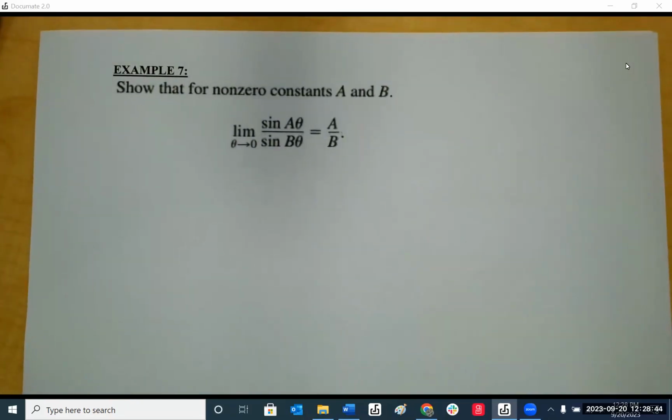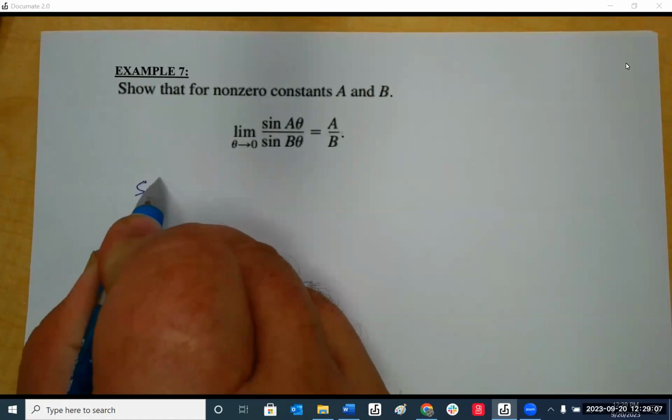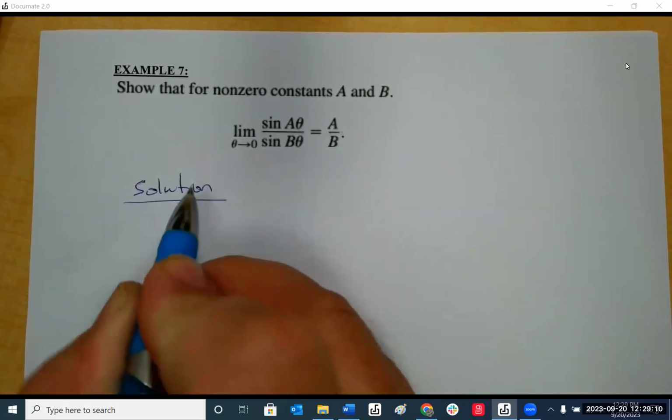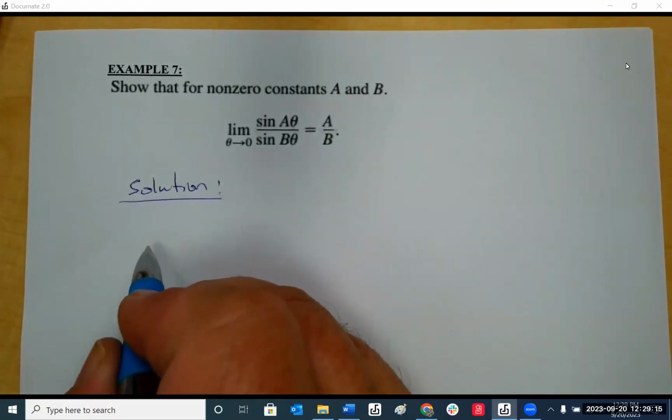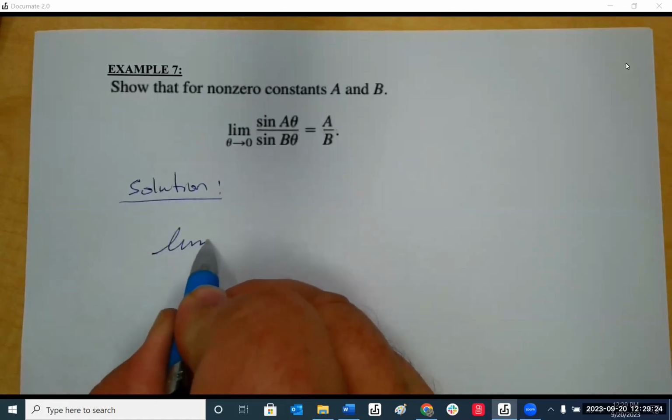Show that for non-zero constants A and B, the limit as theta goes to zero of sine A theta over sine B theta equals A over B. Maybe use the double angle with sine, so that it equals B. Okay, let's look at that. That sounds good.